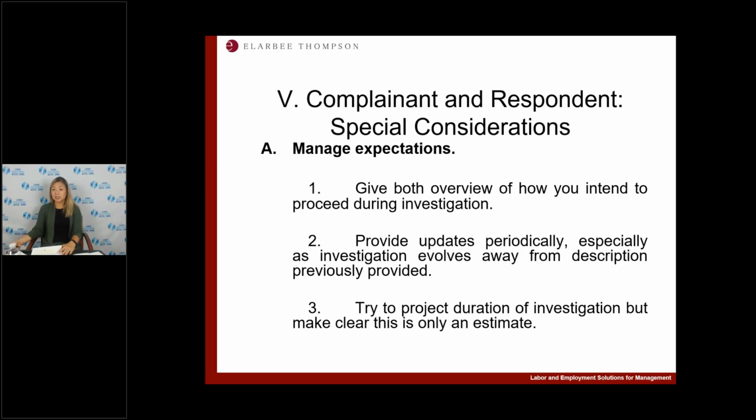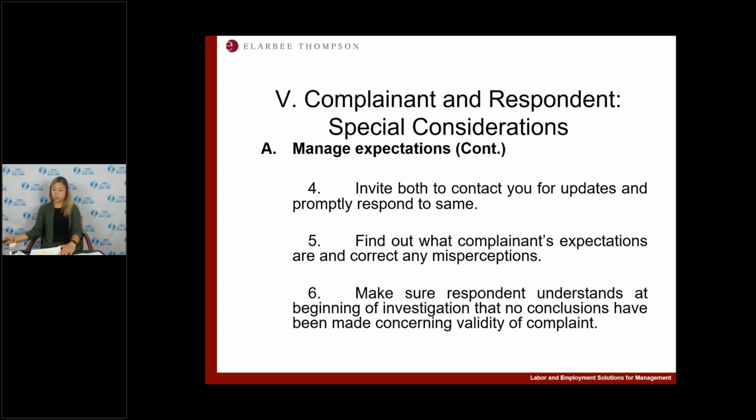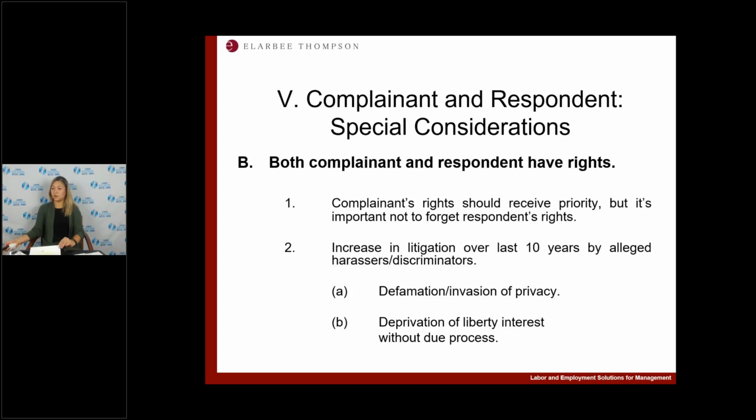Invite people to contact you if they have any follow-ups. And then one other major thing is to remember that both the complainant and the respondent have rights. You can't retaliate against the complainant, but don't forget that the respondent also has rights, and that there could be litigation if you really mishandle it.